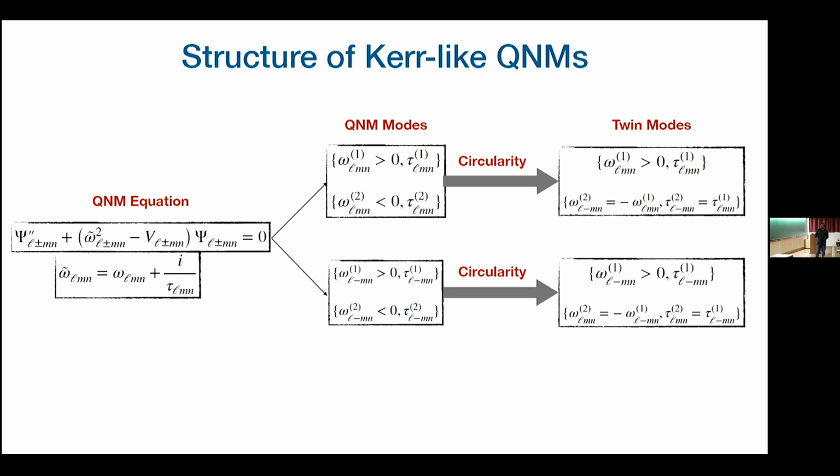But if you now further assume circularity, what you can show is that the prograde mode here and the retrograde mode here are degenerate, like this. And similarly, the retrograde mode here is related to the prograde mode here also. So what it means is that if you break circularity, these degeneracies will be broken, and that gives us an observable to constrain from GW, right?